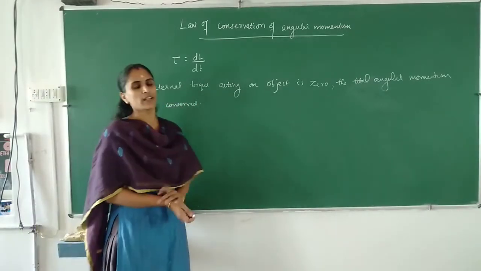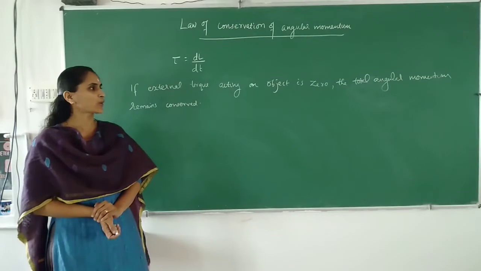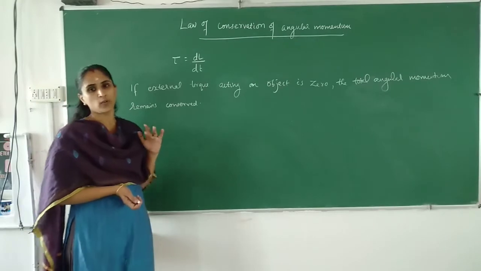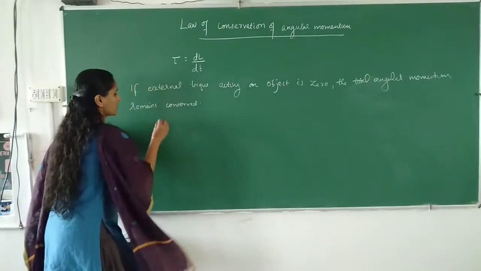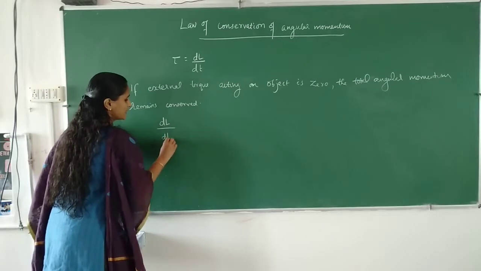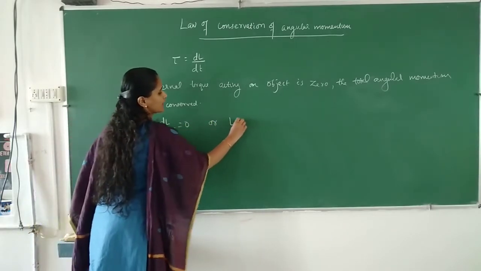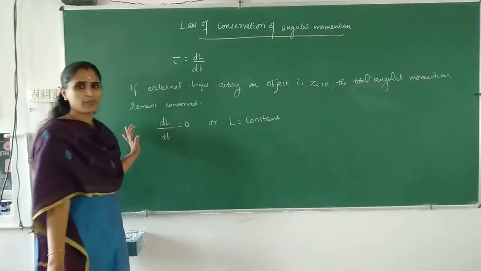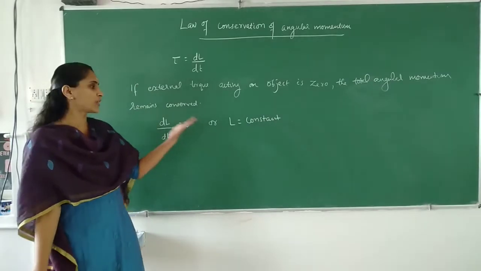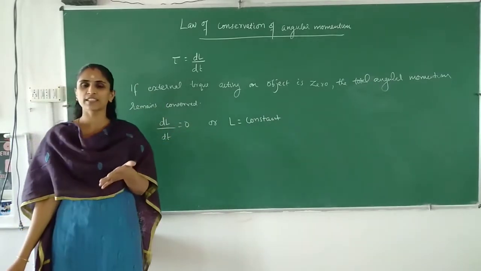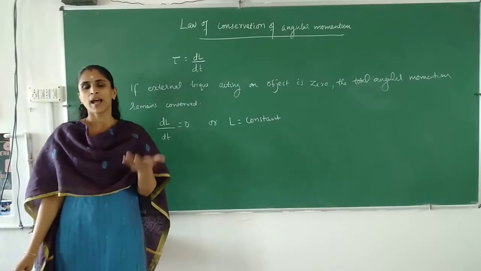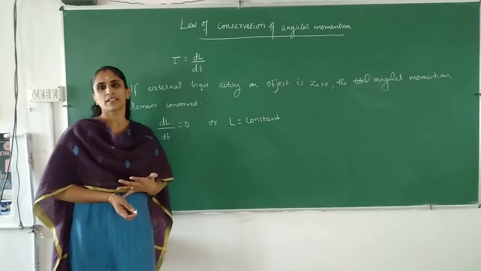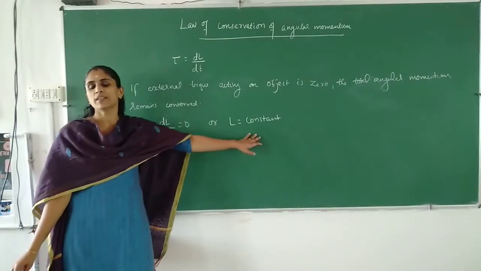If the external torque acting on an object is 0, its total angular momentum is conserved, and that is known as the law of conservation of angular momentum. So we can write: torque is equal to 0, which means dL by dt is equal to 0, or L is equal to constant. Similar to conservation of linear momentum, where external force is 0, so total linear momentum is constant. We also discussed this when we discussed rotational equilibrium. An object is said to be in rotational equilibrium if the net external torque acting on the object is 0. So angular momentum is constant.